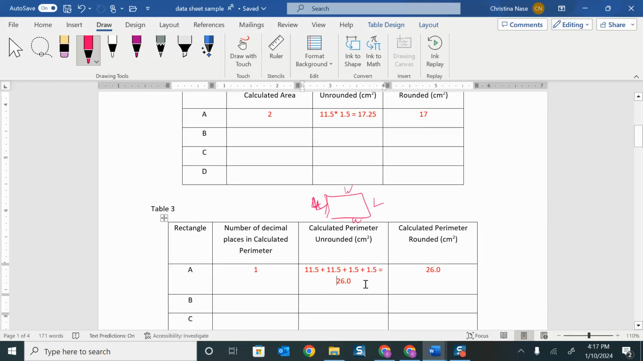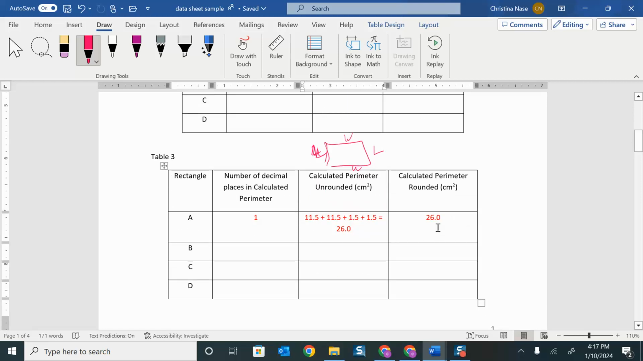When I'm adding, I'm keeping track of how many decimal places I have. I have 1 decimal place in all of these, so I'll have 1 decimal place in my final answer. It just happens to be a 0, because 0.5 plus 0.5 plus 0.5 plus 0.5 gives 0, so I have 26.0, that is the calculated perimeter. So I end up with 3 significant figures in my perimeter, because when I'm adding or subtracting, I'm keeping track of how many decimal places I know. All the rectangles that you measure with ruler 1 are going to have 1 decimal place.